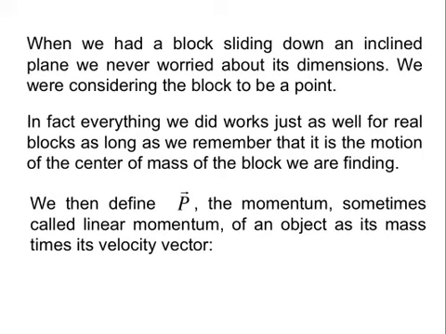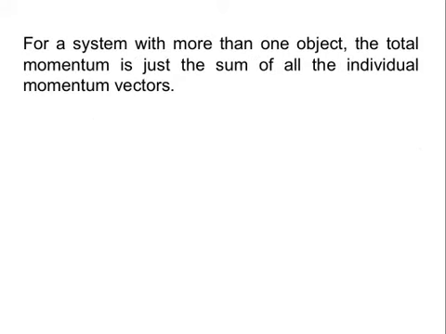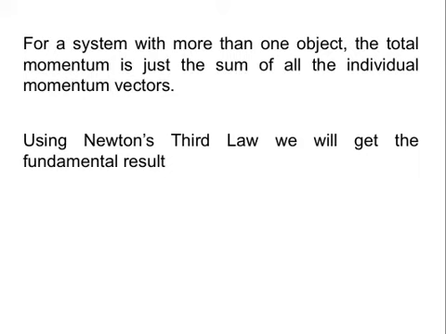We then defined P, a vector, the momentum, sometimes called linear momentum of an object, as its mass times its velocity vector. The vector P equals m vector v. For a system with more than one object, the total momentum is just the sum of all the individual momentum vectors. Using Newton's third law, we will get the fundamental result: the external force on a system is the time derivative of the total momentum vector of the system.